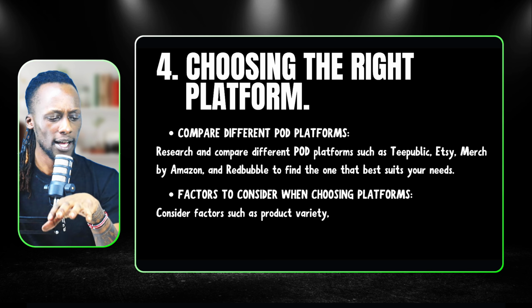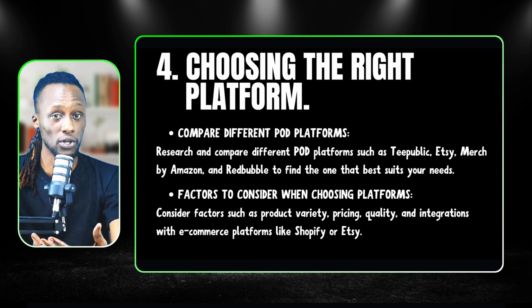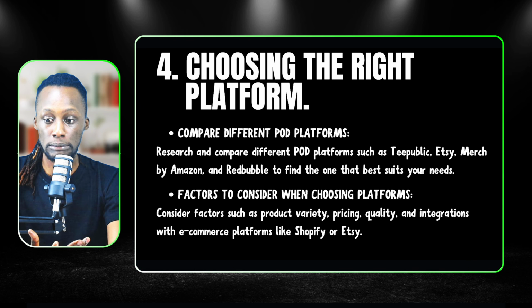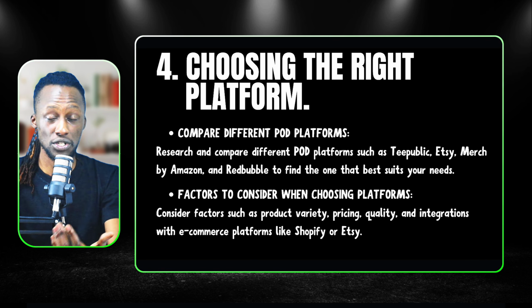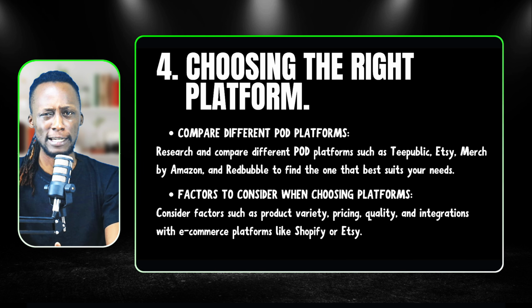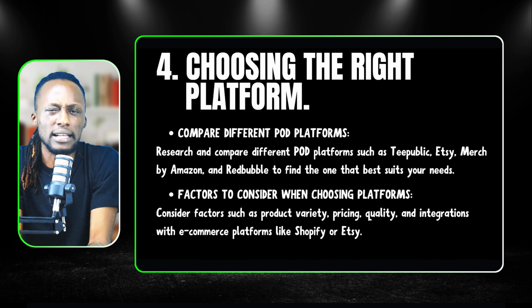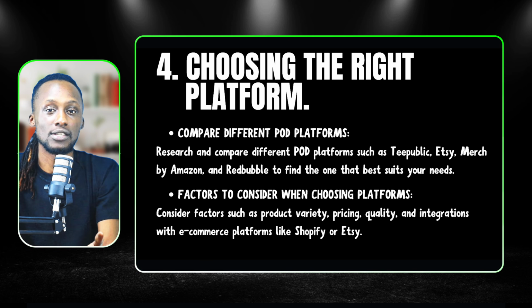And when it comes to choosing a platform, the factors you need to consider include things like product variety. A platform like TeePublic is really known for apparel, known for t-shirts, stickers, mugs, and they recently introduced caps, hats, snapbacks, trucker hats and dad hats. That's what they're known for.